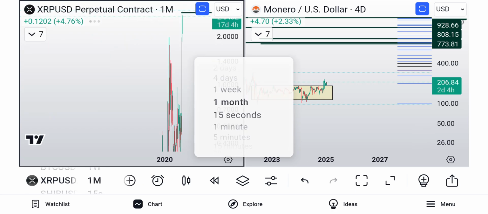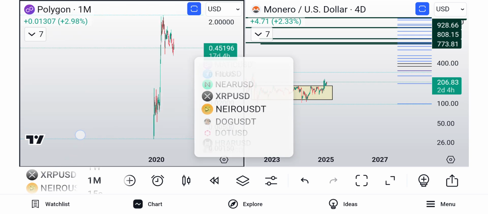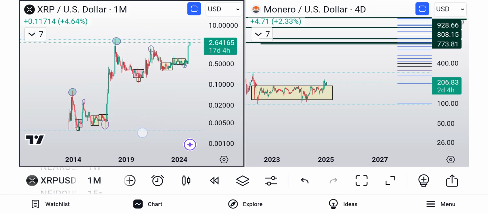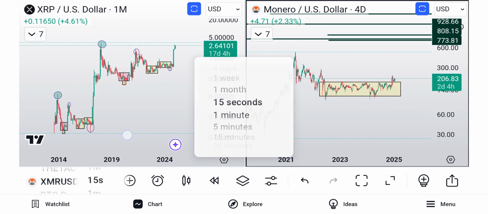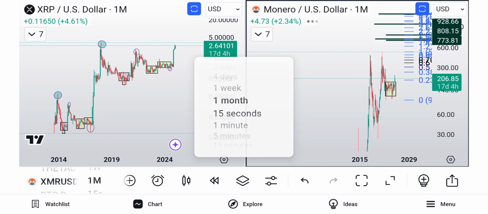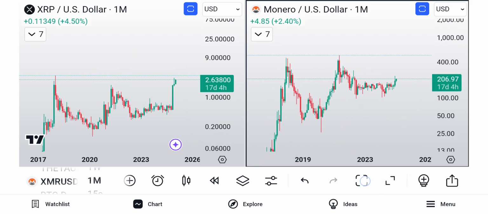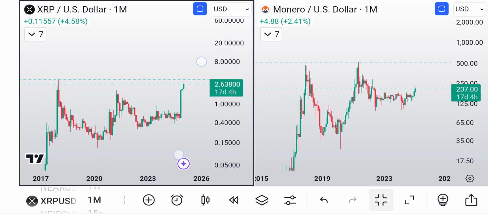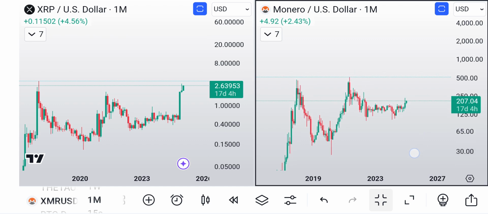So if we go to XRP, let me find my other chart right there. It's actually the same. Let me get that right there. Okay, there we go. So look at that. I mean, they're essentially the same chart. So this is why, guys, I'm extremely bullish on Monero.